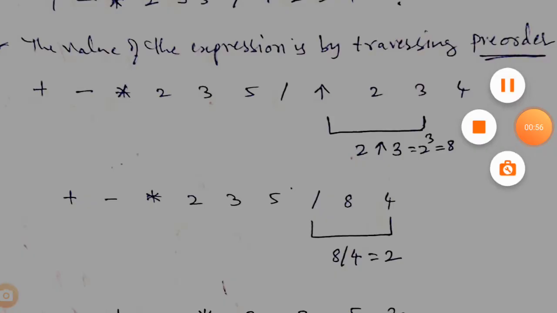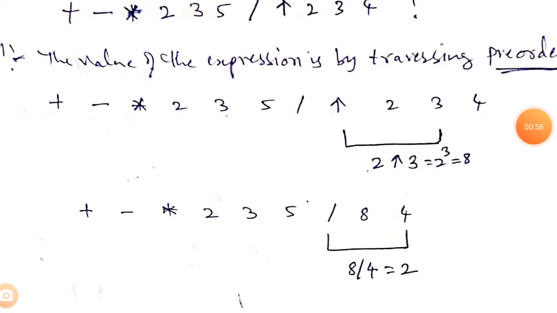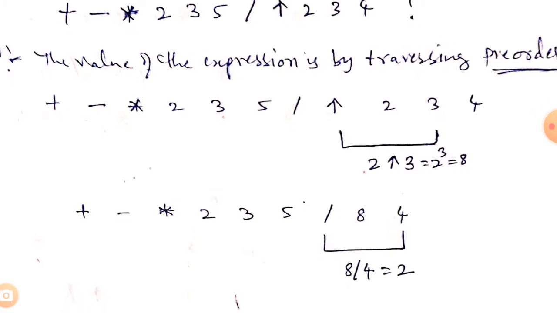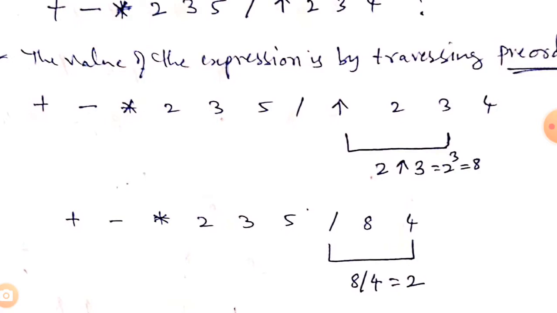So you can observe here. In this expression, some are values and some are operators. You can observe plus, minus, star, division, cap, all these are called operators, and 2 3 5 2 3 4 these are called values. Now in pre-order, if you want to find the value of this expression, we have to come from right to left, from right to the left.